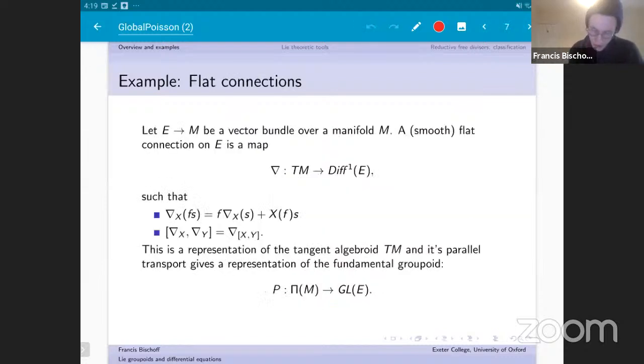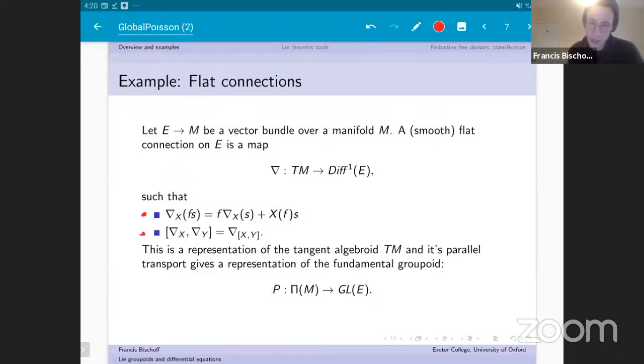Here's a second example, which is kind of more global. Here, E is a vector bundle over a manifold M. Then a smooth flat connection on the vector bundle E is a map nabla from the tangent bundle to the first order differential operators on E, which satisfies these 2 equations. So it satisfies the Leibniz rule, and second, the map nabla preserves the bracket.